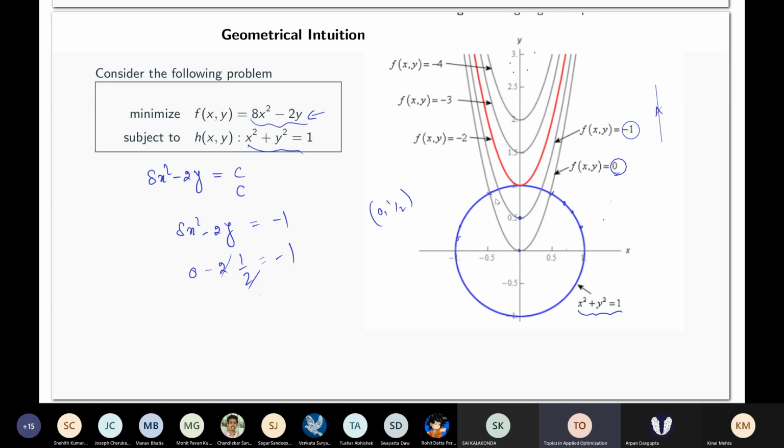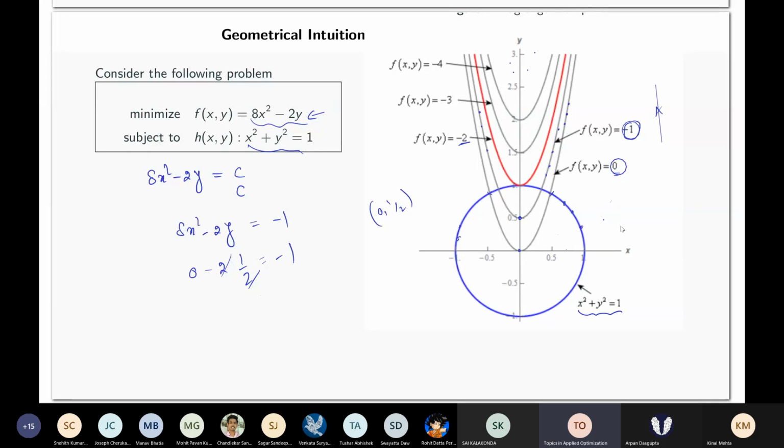Now the question is where I should move so that I remain on the circle and minimize the function value. One thing I'm guaranteed is that these values are all the same. If I'm saying that f(x, y) is -1, then any point I choose on this level curve gives me -1, the constant value. So this is one observation: any point on these level curves has a fixed value, indicated by these values.